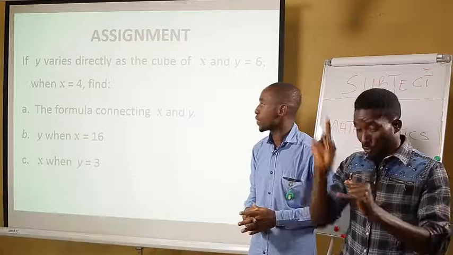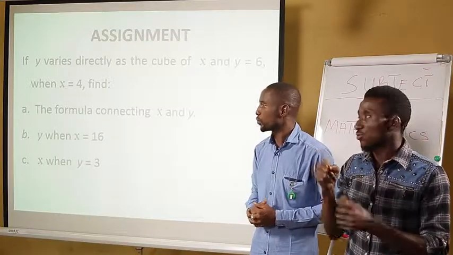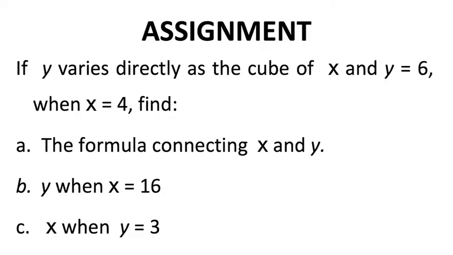To end this lesson, I have an assignment for you. The question says, if y varies directly as the cube of x and y equals 6 when x equals 4, find A, the formula connecting x and y. B, find y when x equals 16. C, find x when y equals 3.